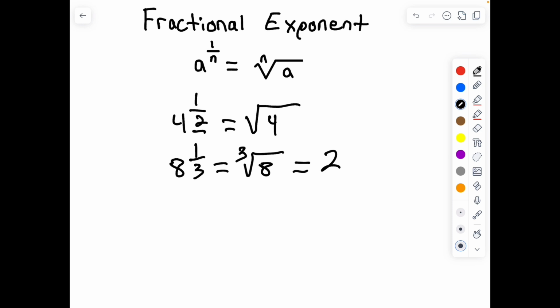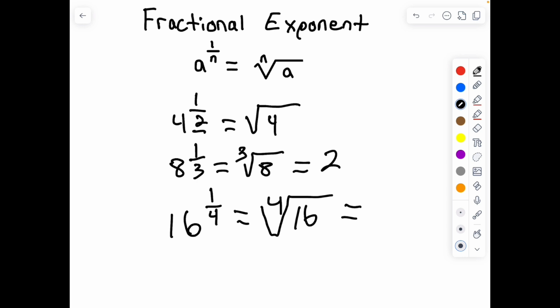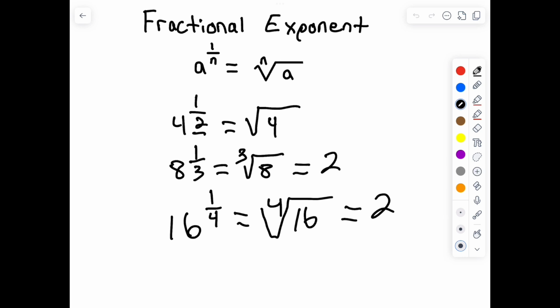And just so it's real clear, say if you have 16 raised to the 1/4 power, we can take the 4th root of 16, which is 2. So whatever number is in the denominator of the exponent is the root that you're going to take of that number. And of course, the square root of 4 is 2 as well.